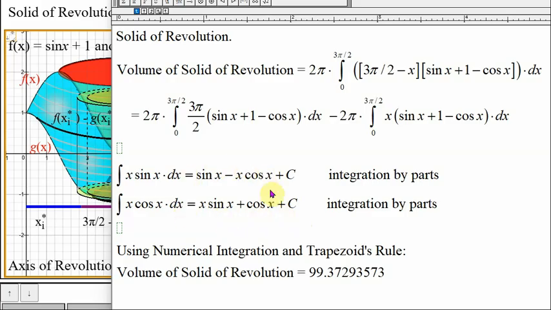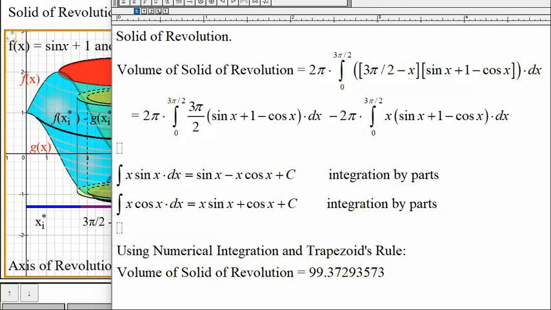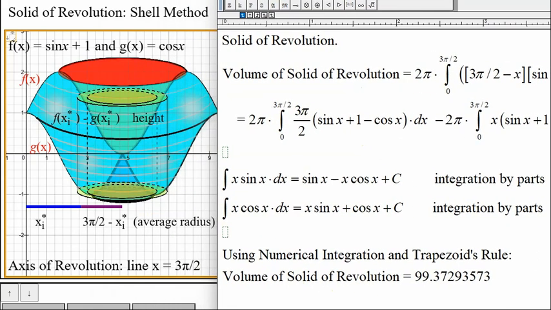If we do integration by parts here, this is going to take at least 10 to 15 minutes. And so for this integral right here, we could also use a numerical integration like the trapezoidal rule, and it will give us 99.3729. And so the volume of the solid of revolution that we want will be approximately 99.3729.